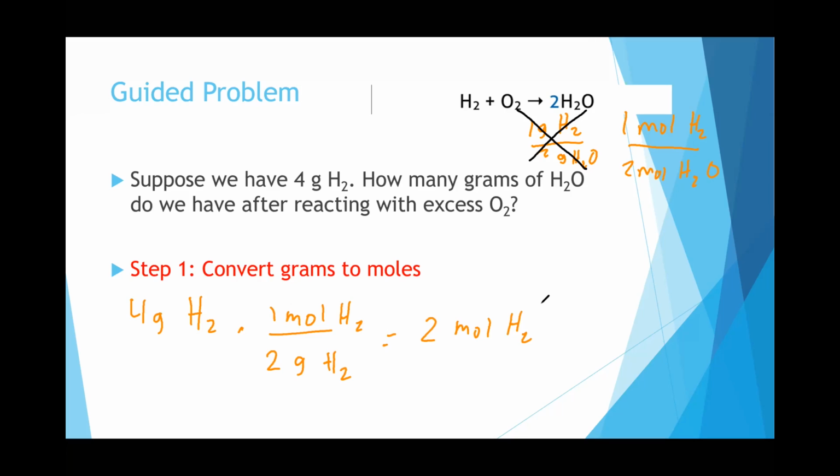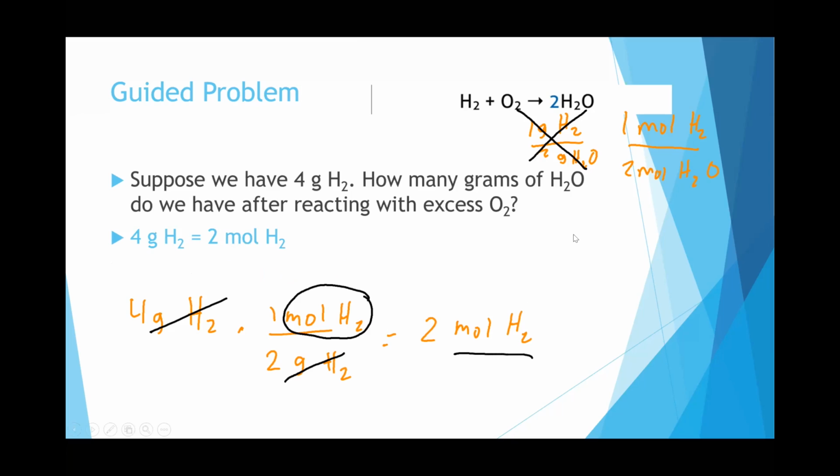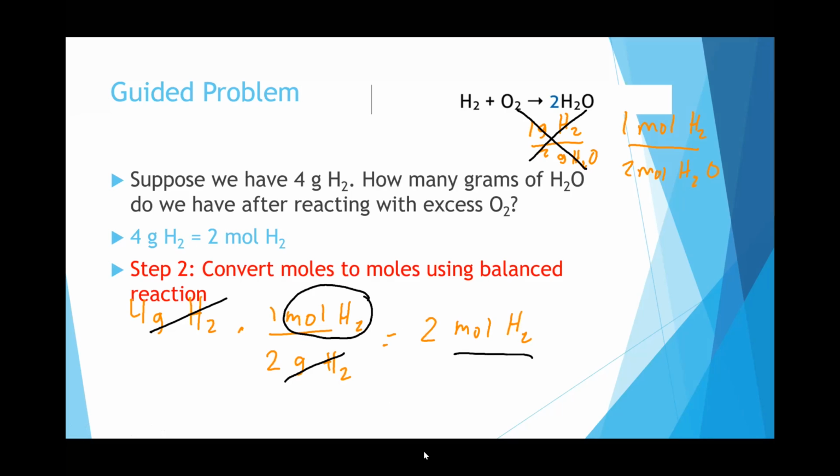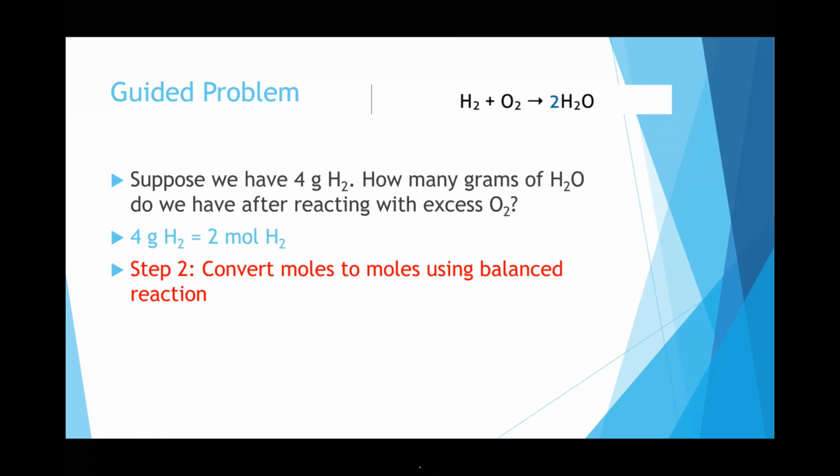And the reason we multiply it in that order is, as always, we want to cancel out the grams. So the only unit left is moles, and that's the unit we want. We want to convert grams to moles. So once we have 2 moles of H2, we can use the balancing coefficients to get the number of moles of water, which would be on the next page. Like I said, 4 grams of H2 is 2 moles of H2. So our next thing we have to do is convert moles to moles using the balanced equation.